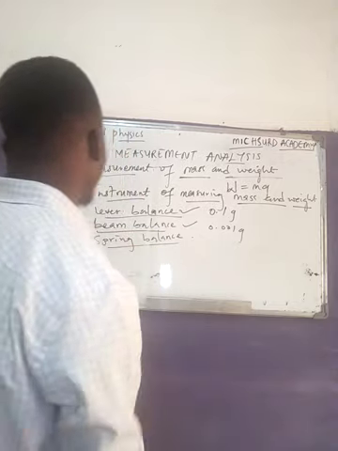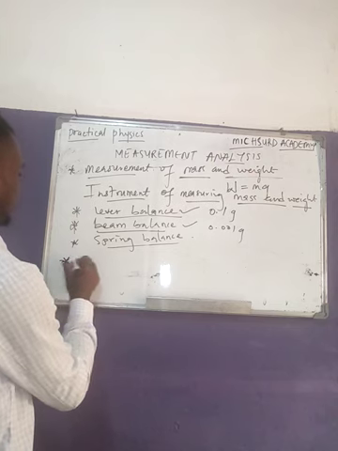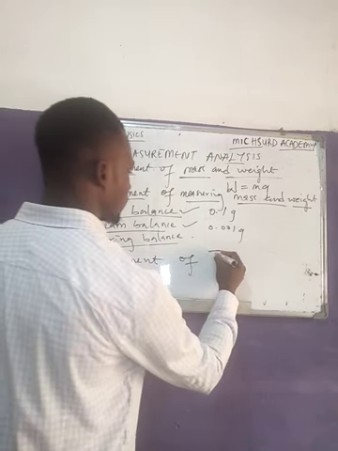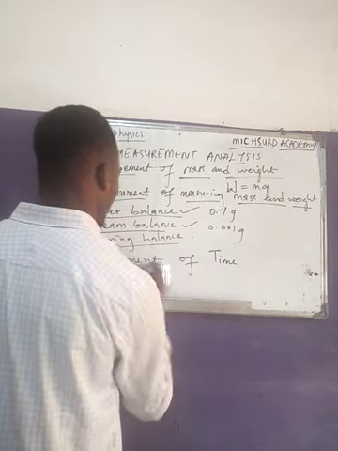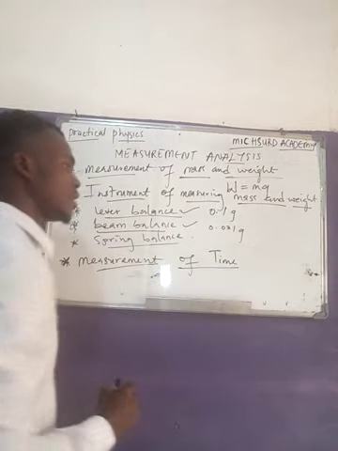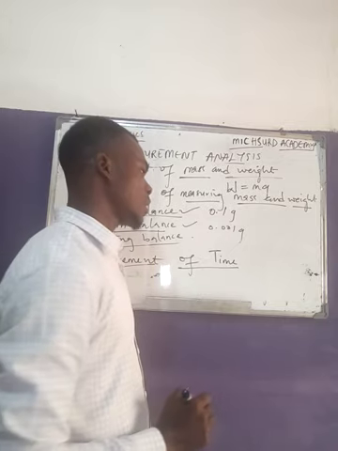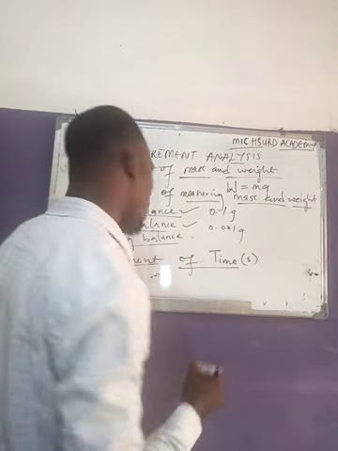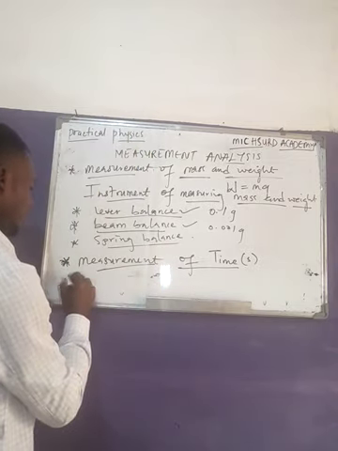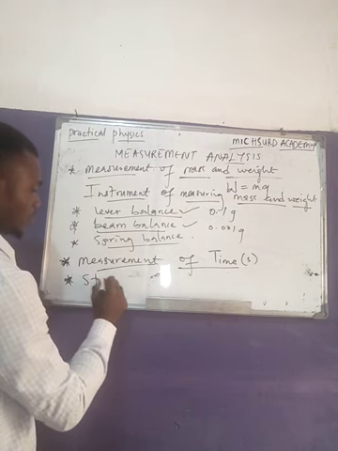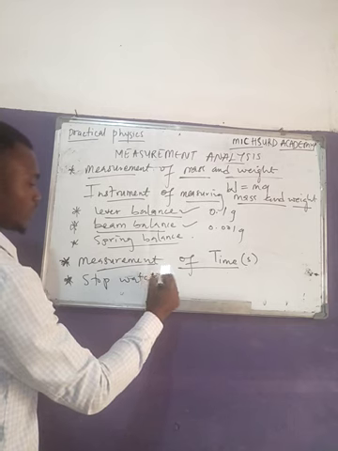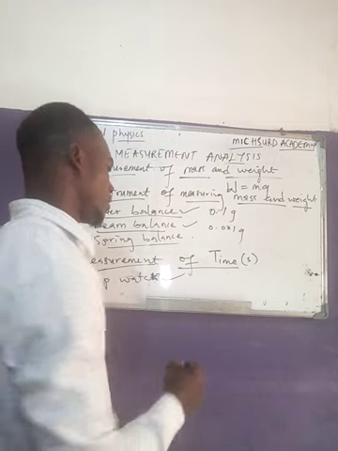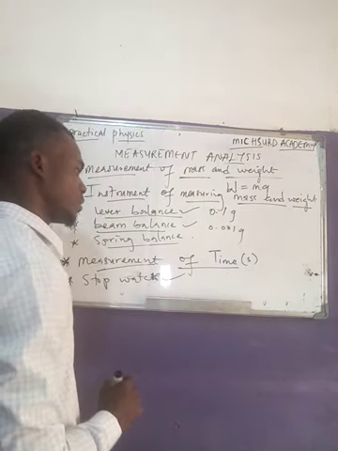Another quantity we can look at is the measurement of time. Time is a fundamental quantity, and its SI unit is the second. The instrument that can be used for measuring time is the stopwatch. We also have other instruments, but this is the one commonly used in the laboratory. So that is for the measurement of time.